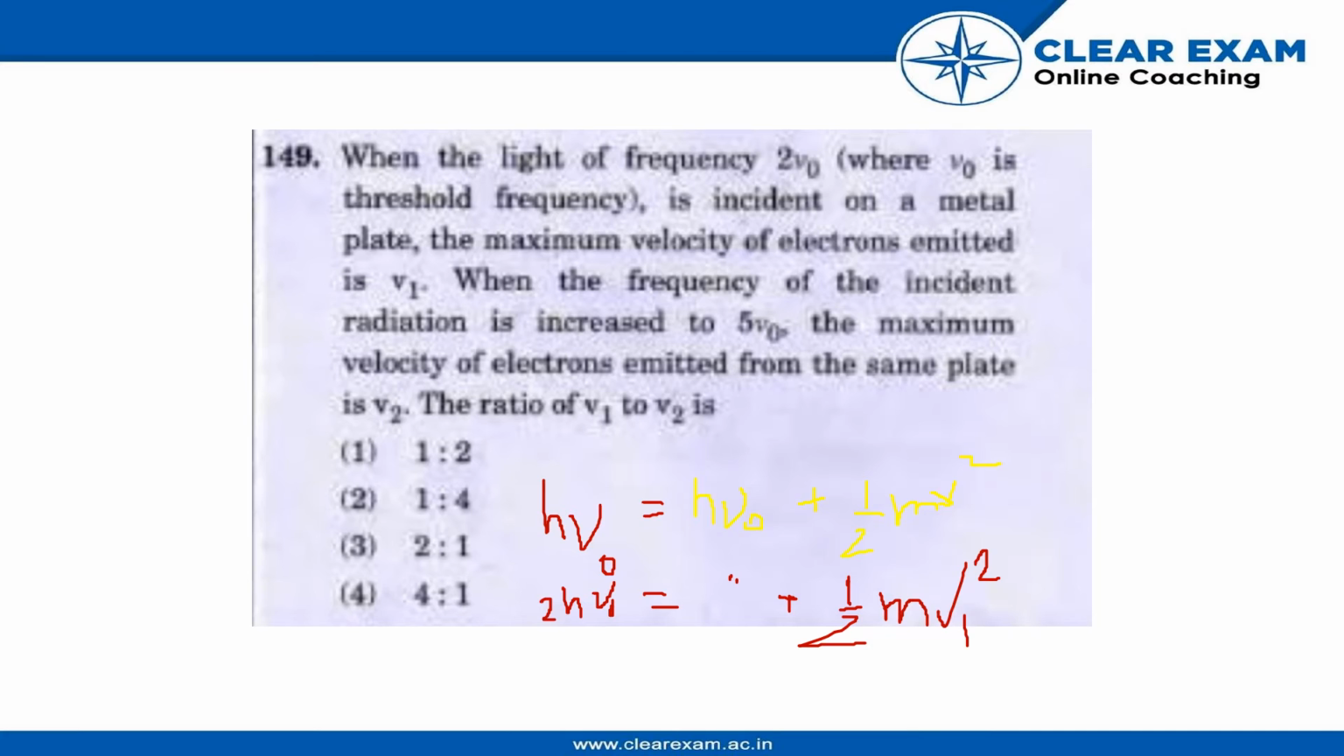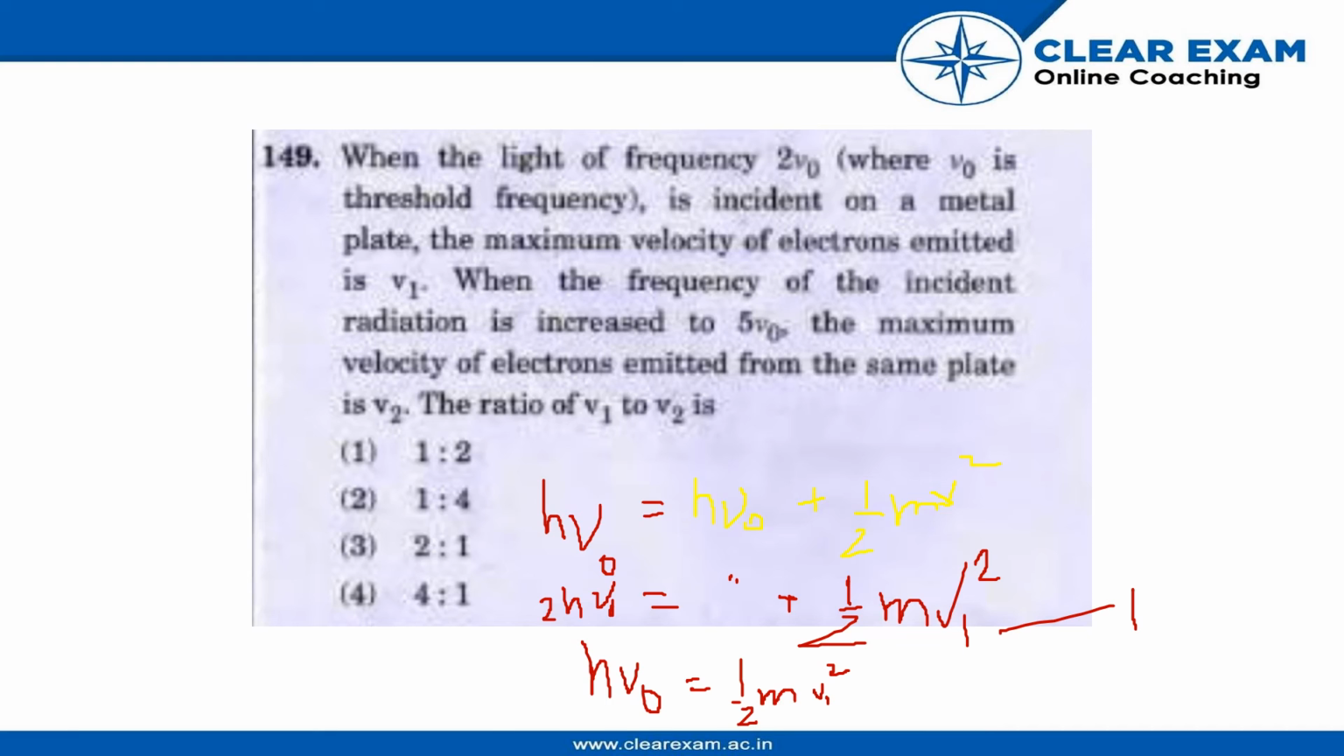Okay, now from the first equation we can say that hν₀ is equal to half m v1 square.